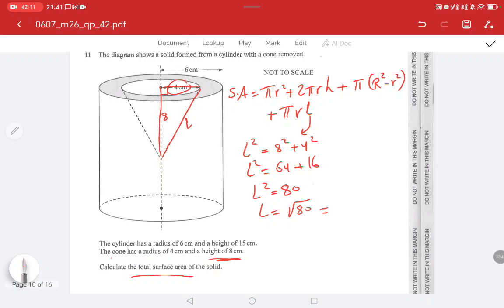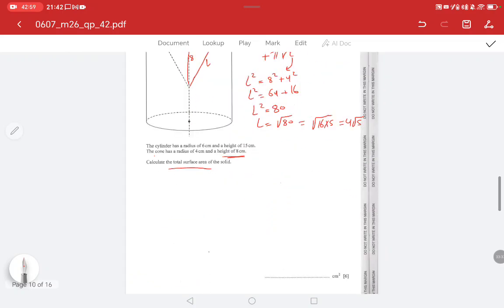In this question, they didn't mention anything about writing your answer in surd form. If they ask you to write the answer in surd form or exact value, then your final answer must be in surd form. If not, you may find the square root of 80 using the calculator, but don't round to three significant figures. Use the value in the calculator and round at the end. I will use surd form now, just in case. 80 is 16 times 5, so I can say 4 square root of 5. So this is L.